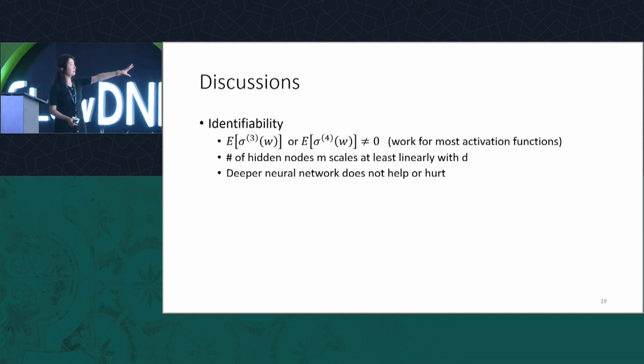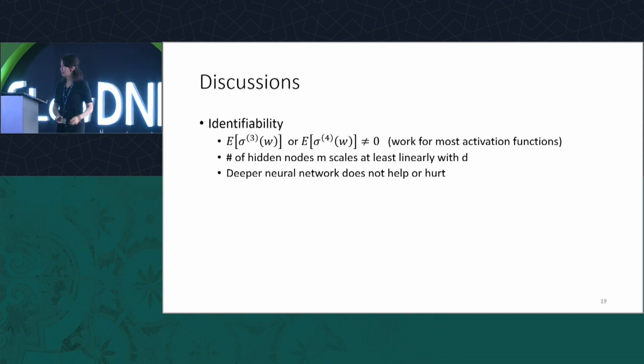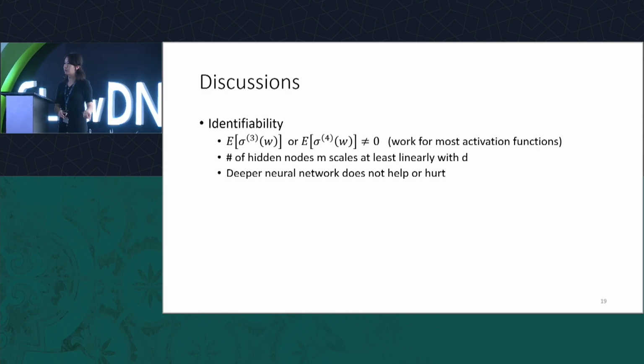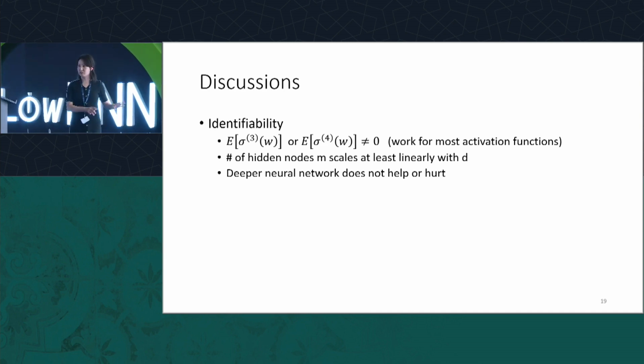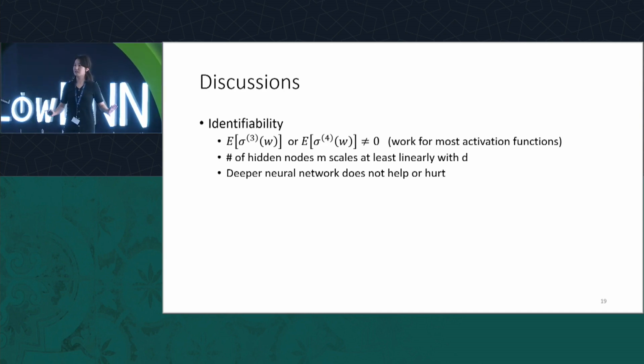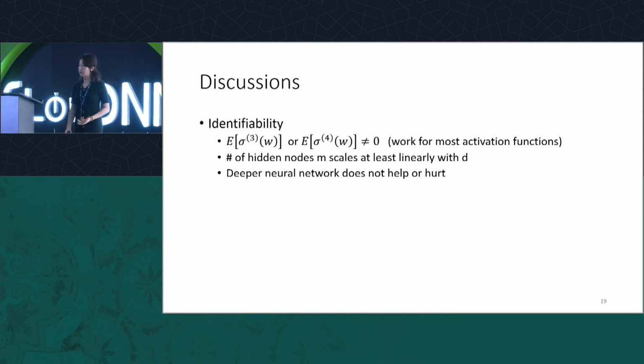And also the number of hidden nodes M scales at least linearly with D. So under these two conditions, we will be able to identify the training samples from model gradient at a single query, okay? And another thing is, this is just from our algorithm, but not in general, that deeper neural network does not help or hurt.